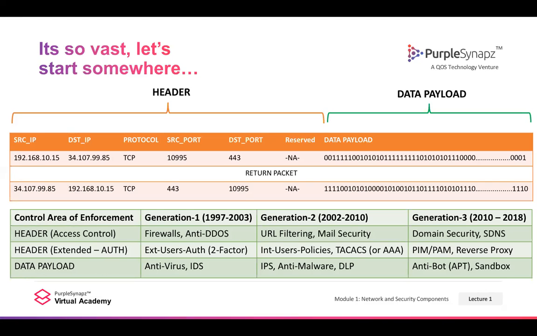Then people started telling in generation 3 that I don't want Facebook, I don't want Yahoo. Now Yahoo is not just a single URL, it's a heap of URLs, and behind the scenes it calls multiple other URLs. Okay, so that's what is called domain security.